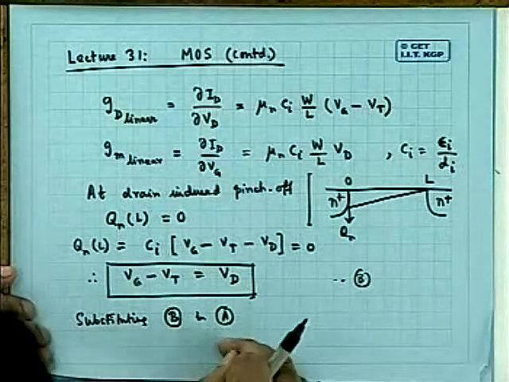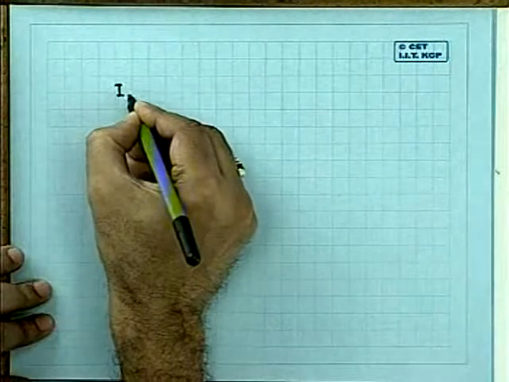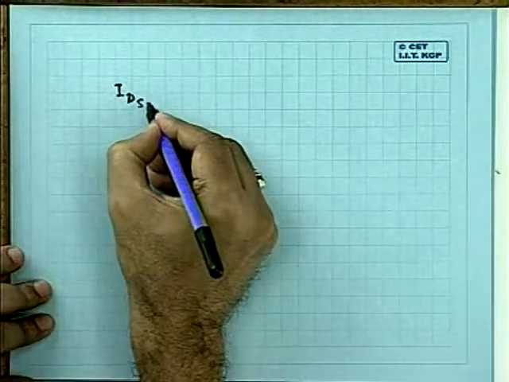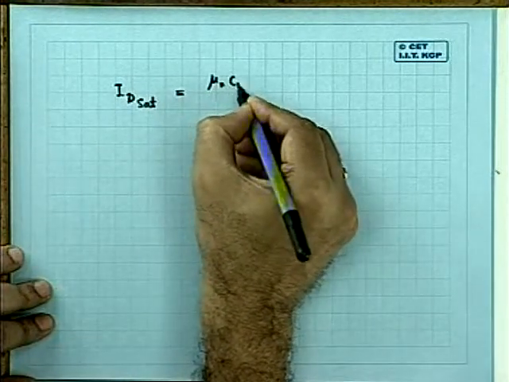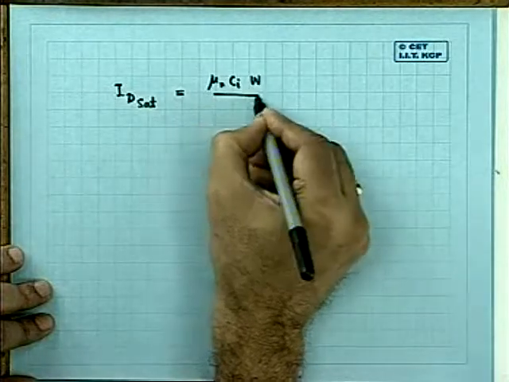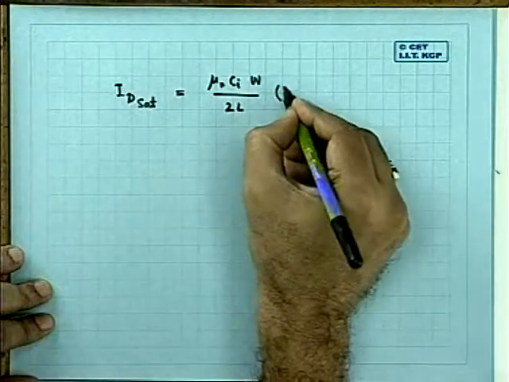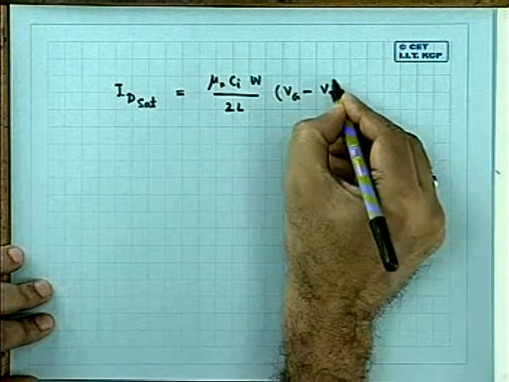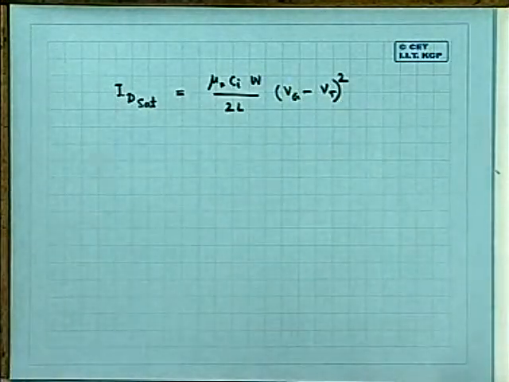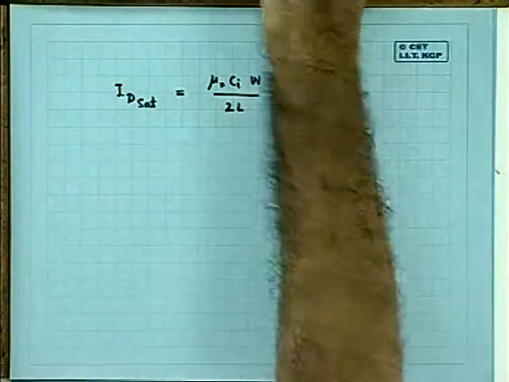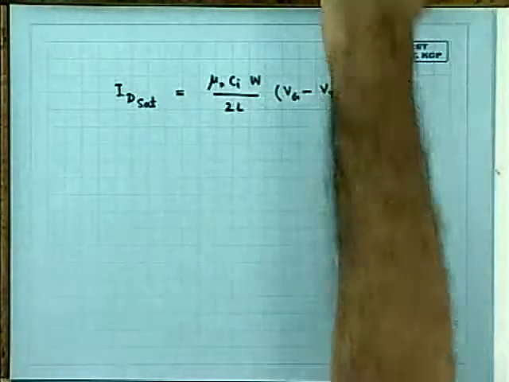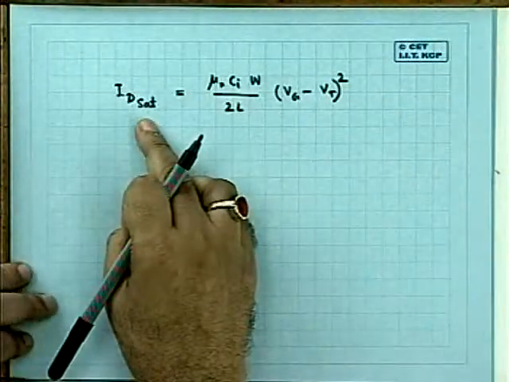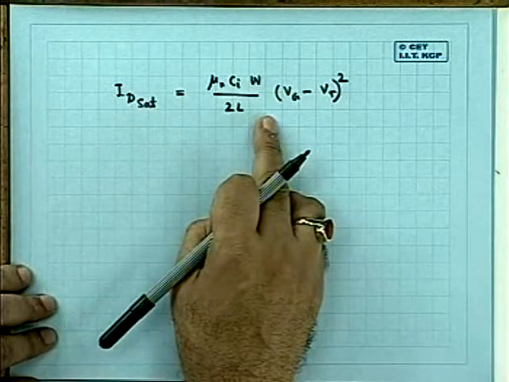So substituting B in A, you get a rather simple equation for ID, which I call ID sat, and that is equal to mu n Ci W by 2L into (Vg minus Vt) whole square. You please check, substituting Vd equal to Vg minus Vt simply gives you that rather simple equation for the saturation current. ID saturation is simply given by this.